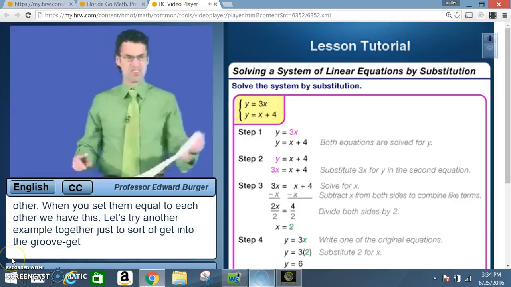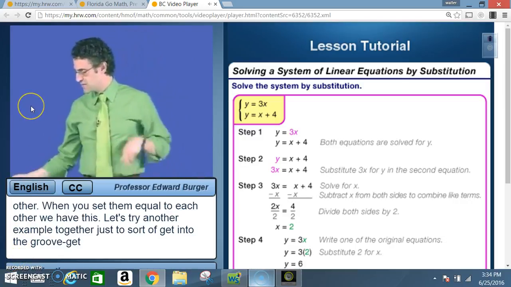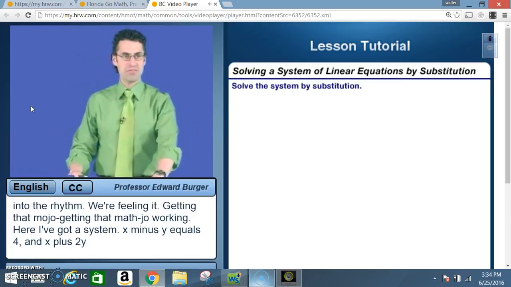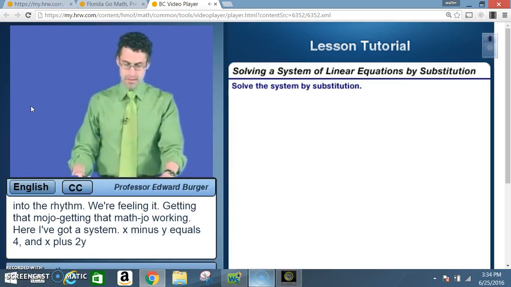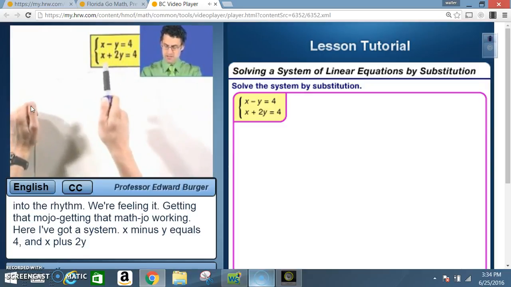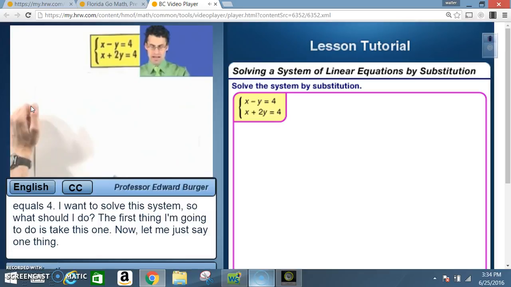Let's try another example together, just to get into the groove, get into the rhythm, getting that mojo, getting that math joe working. All right, so here I've got a system, x minus y equals 4, and x plus 2y equals 4. And I want to actually now solve the system. And so what should I do?